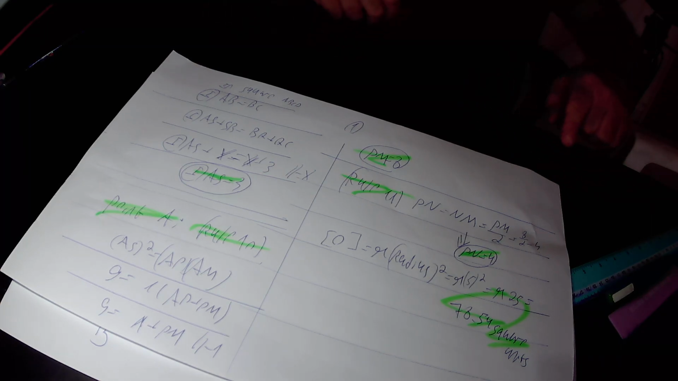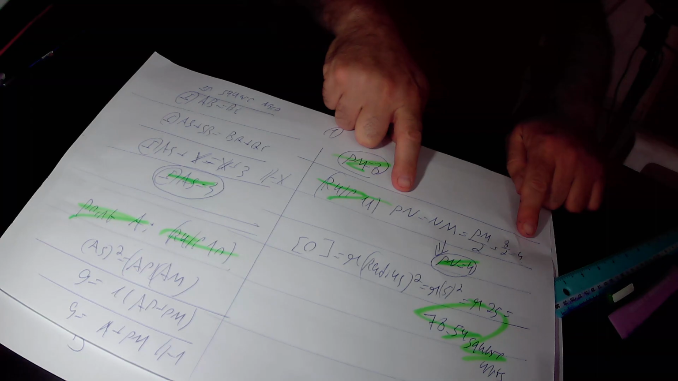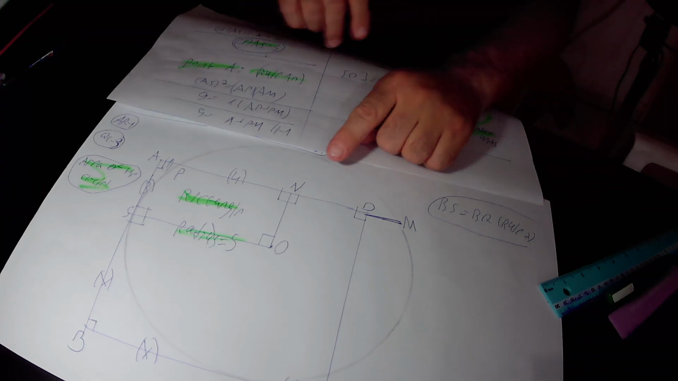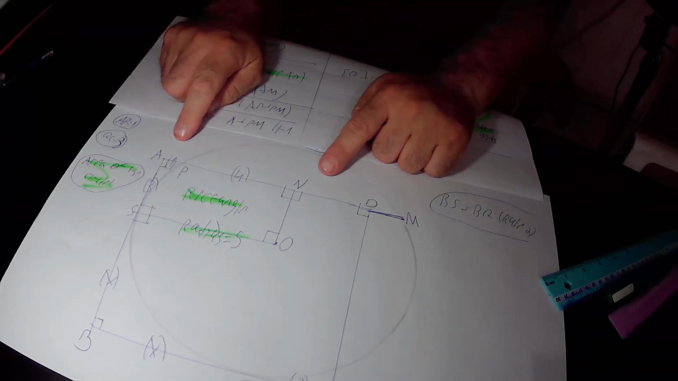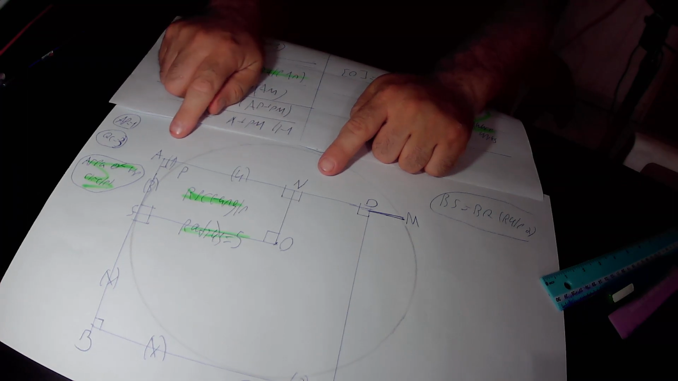So from this equation, we derive that PN equals 4. Again, PN equals 4. So this line segment PN equals 4 units in length. In total, AN equals AP, that is 1, plus PN, that is 4. So AN equals 1 plus 4, that is 5.